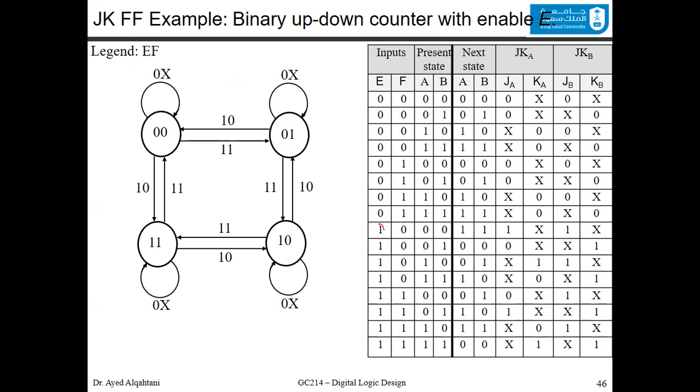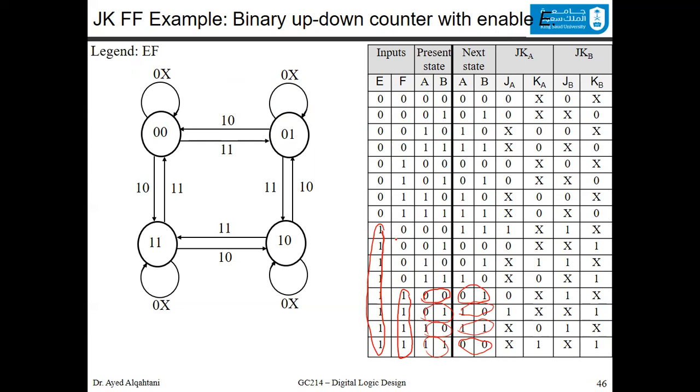Now, when the enable is 1 and you are counting up, meaning that the F is equal to 1. If you are in 0, you will count up to 1. If you are in 1, you will count up to 2. If you are in 2, you will count up to 3. If you are in 3, you will count up and round back, so you will go to 0.